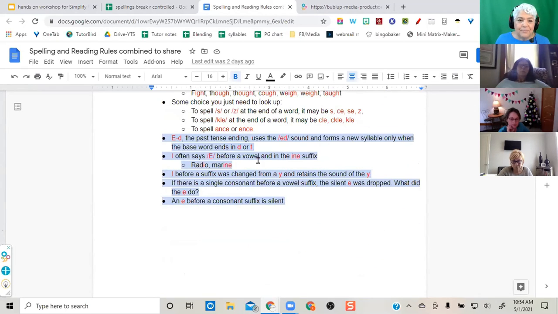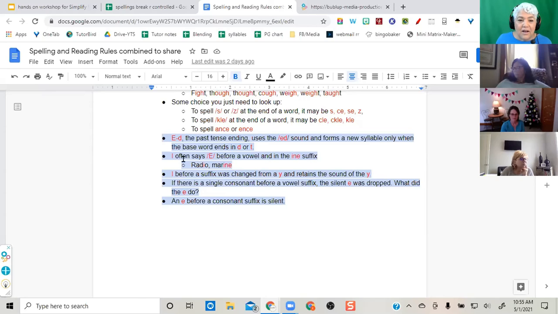Some of them are just for decoding. So I have some here that are for decoding, like the ED, and you know it forms a new syllable if the base word ends with a D or a T, right? Do you have that in your OG programs? So that means as you're decoding, if you see ED after a D or a T, it's its own syllable. If the preceding letter is not a D or a T, it's not another syllable. It's either the D sound or the T sound.